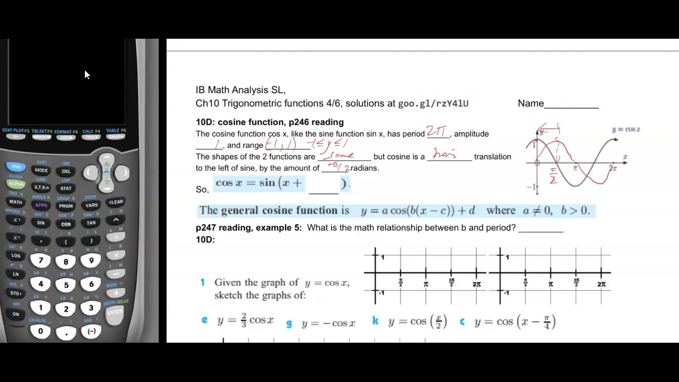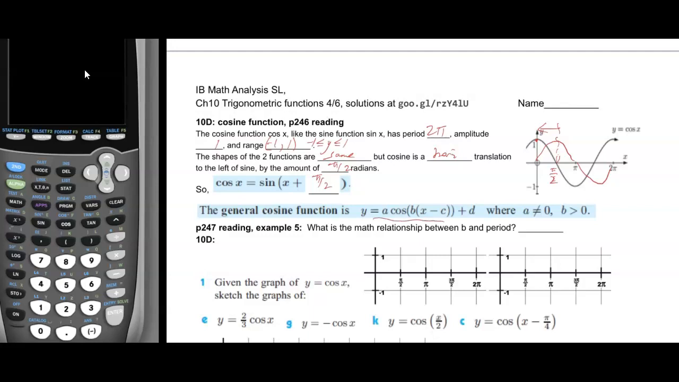Okay, so cosine x is sine of x plus pi over 2. Does that make sense? Positive pi over 2, that would be a shift to the left because it's bizarre world, and that's exactly what we said. Good. Okay. The general cosine function is this.